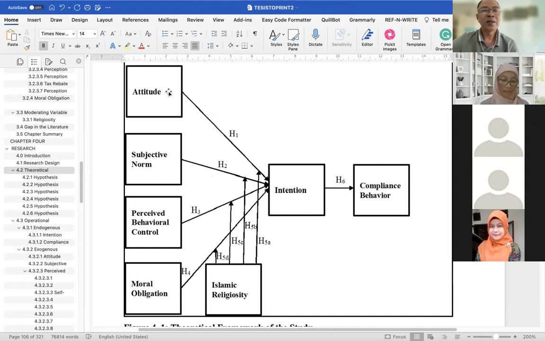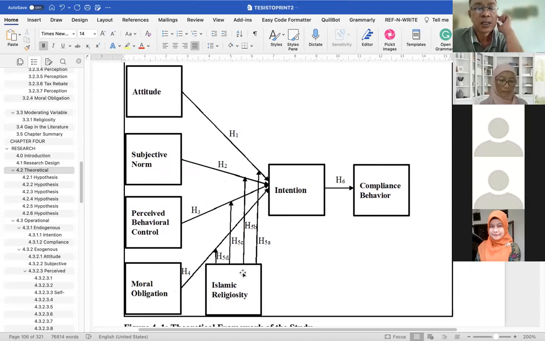So for number 1, for example, you want to ask a question: how does attitude influence intention, right? Question number 2 might be, what is the influence of subjective norm on intention? Question number 3, how does perceived behavioral control influence intention, right? Number 4, what is the extent of the impact of moral obligation on intention?